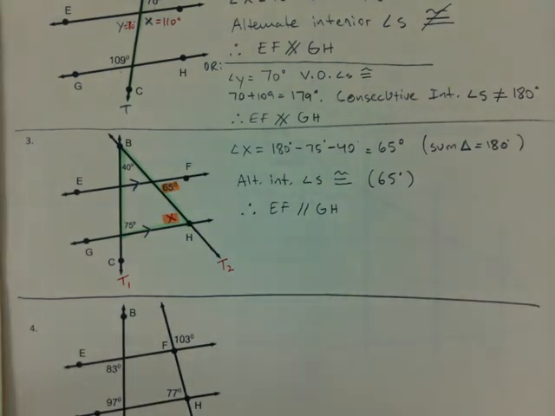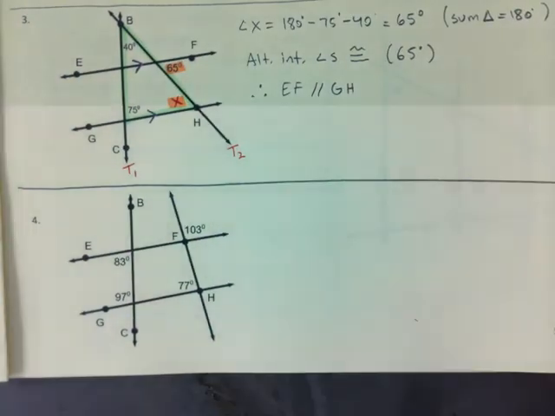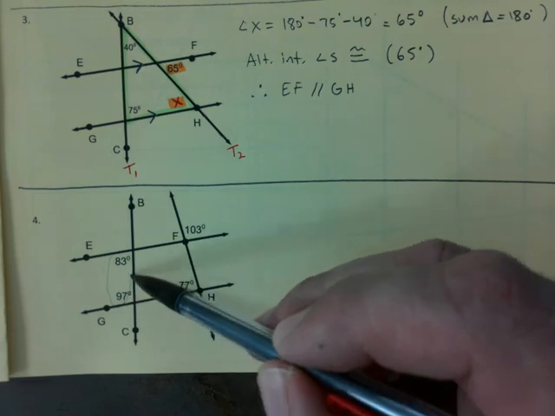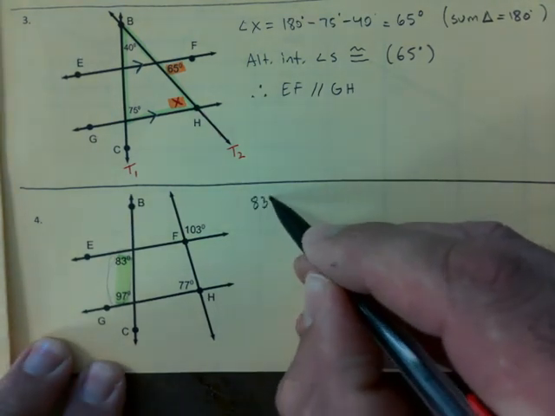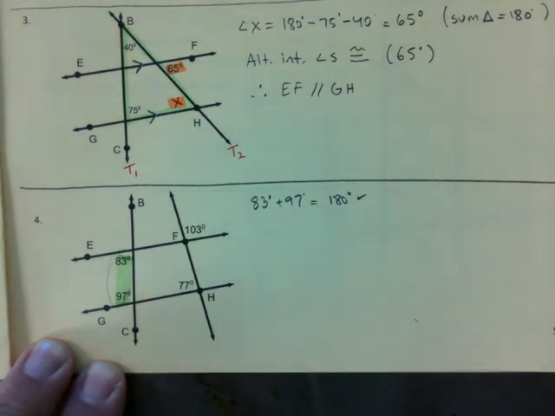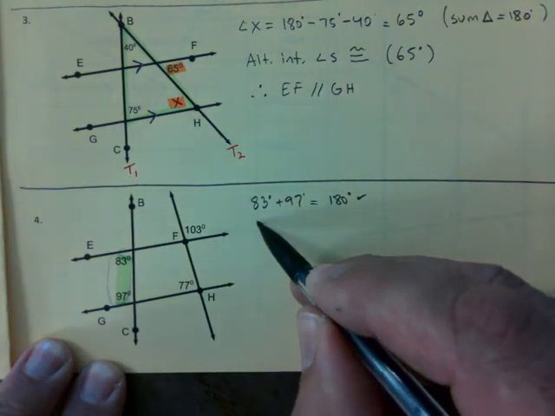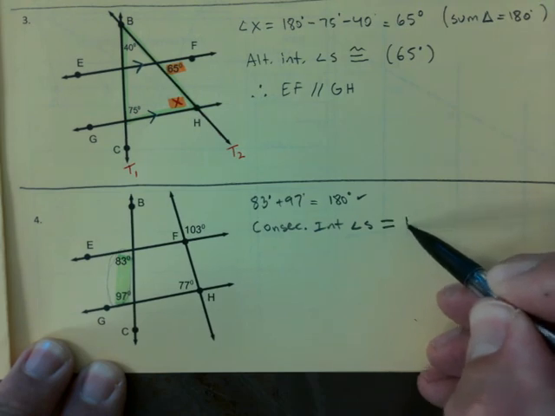This will be the last one, okay? What could you do here? Figure out names, sorry. Do you notice these two here? What do we call those two? Right next, they're right after each other, so they are consecutive. Consecutive interior. So I'm going to do 83 plus 97 is equal to 180. I'm just going to do a quick check, right? Therefore, I'm going to say that consecutive interior angles are equal to 180, which is exactly what I want.